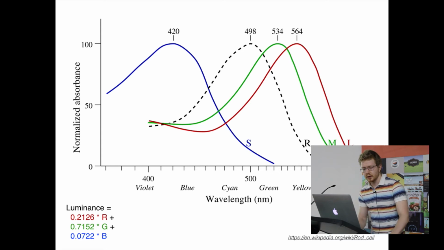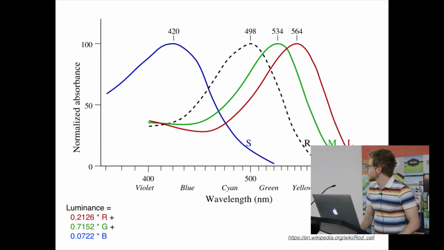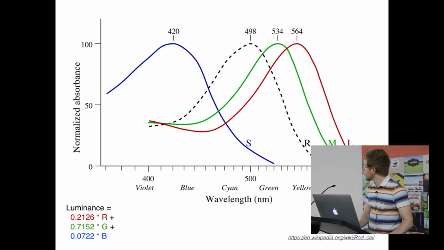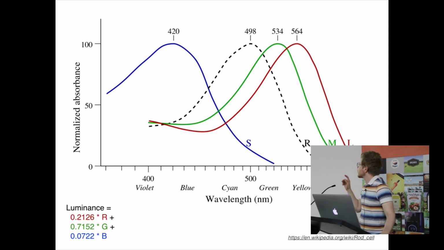So there are two types of photoreceptors in our eyes, and they're called rods and cones. On this diagram, the rods are the dashed line, and the cones are the colored lines.